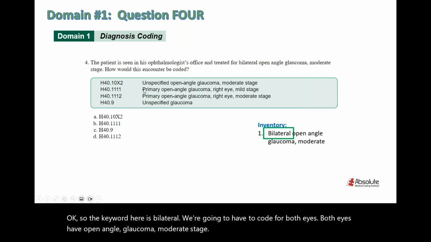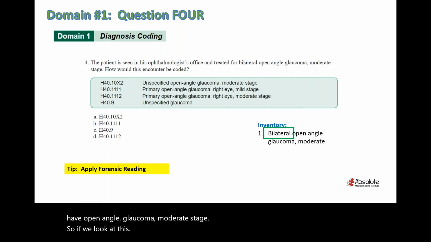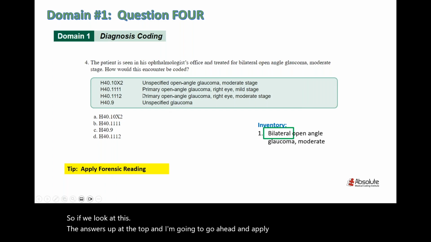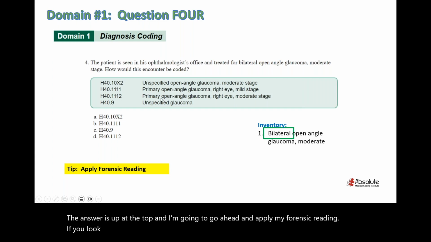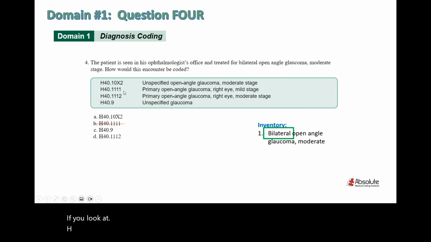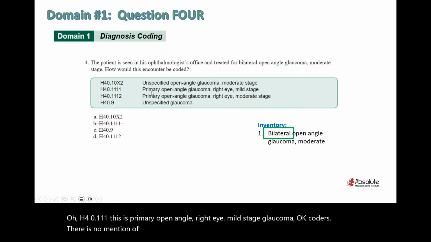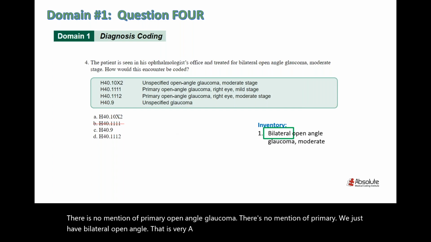So if we look at this, the answer's up at the top, and I'm going to go ahead and apply my forensic reading. If you look at H40.111, this is primary open angle right eye mild stage glaucoma. Okay, coders, there is no mention of primary open angle glaucoma. There's no mention of primary. We just have bilateral open angle. That is a very specific type of glaucoma.